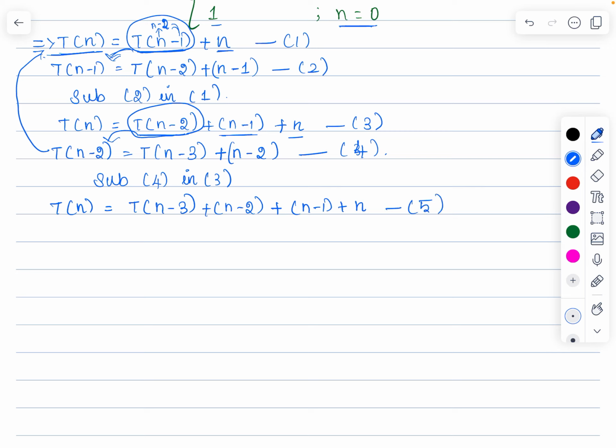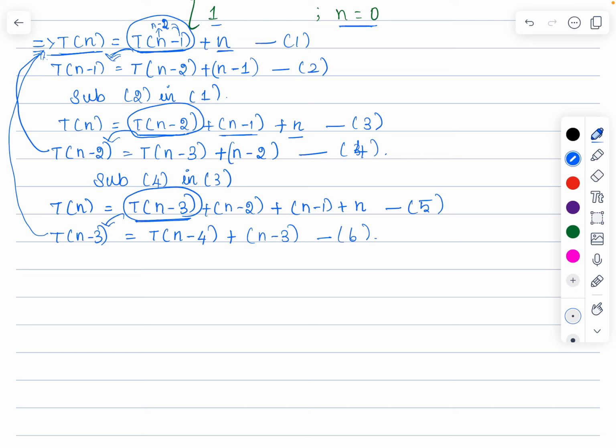Then again, if you want to derive it further to reach the time complexity, you need to know what T of n minus 3 is. In the place of n, if you substitute n minus 3 in this equation, you would get T of n minus 3 minus 1, which is T of n minus 4 plus n minus 3. This is equation number 6. Now you have T of n minus 3, it's here.